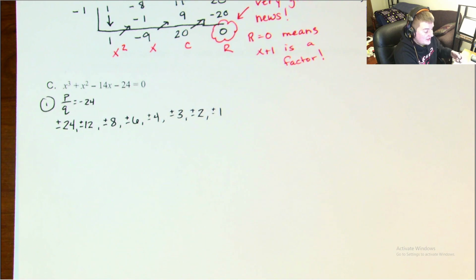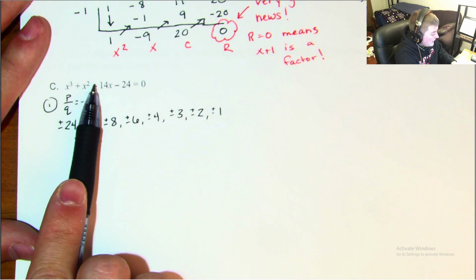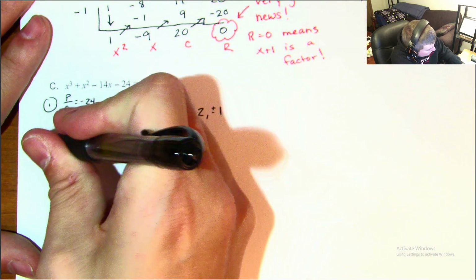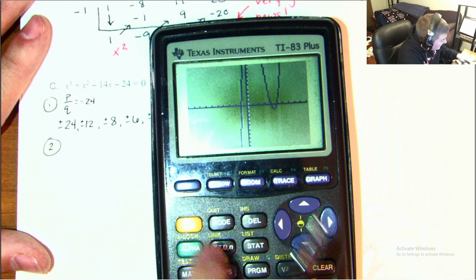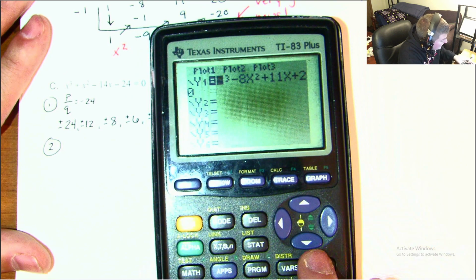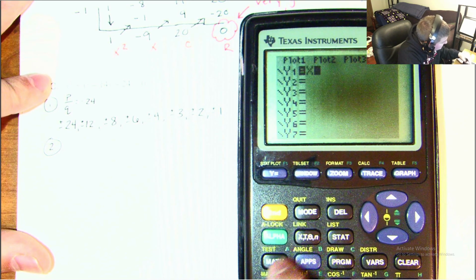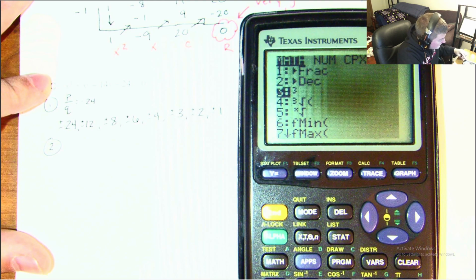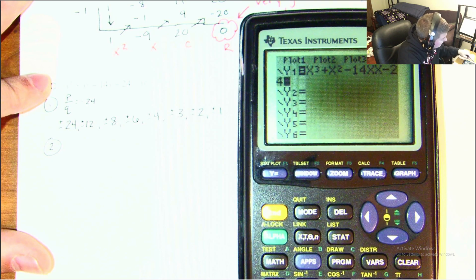And I don't want to guess and check by plugging these in, figuring out which ones make it 0. I just want to check the graph. I want to see on the graph if I have any possible factors here. So I'm going to go to y equals, and I'm going to type this equation in: x to the third plus x squared minus 14x minus 24, and I'm going to graph it.